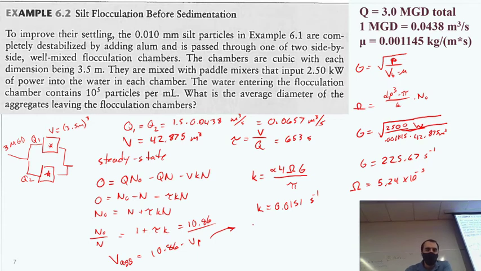So we can put it in terms of the diameter of the aggregate and say the diameter of the aggregate cubed times pi over 6 is going to be equal to 10.86 times exactly the same thing, but for our initial particle, times pi divided by 6. Then we can get rid of the pi over 6 on both sides, and solve for the diameter of the aggregate, and I've got that written down.